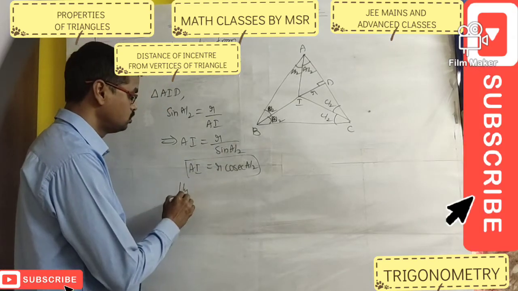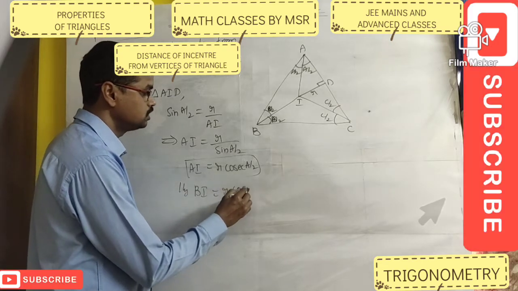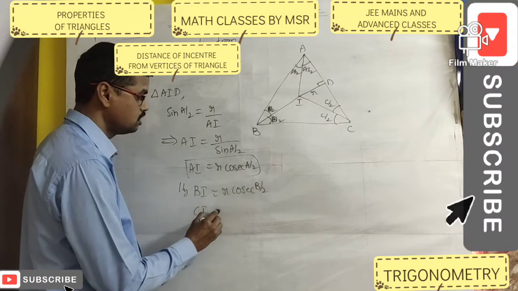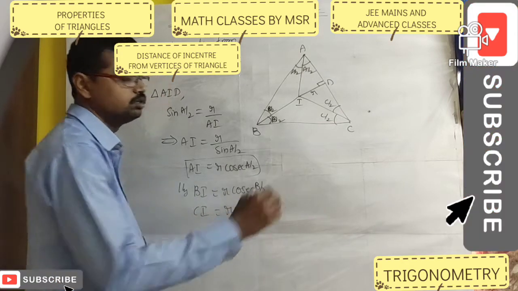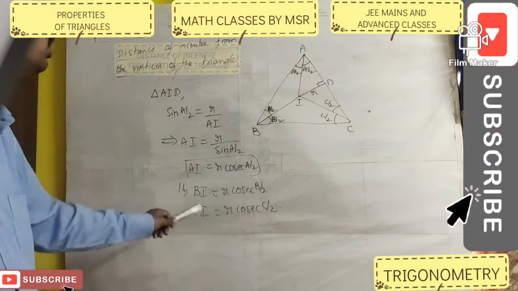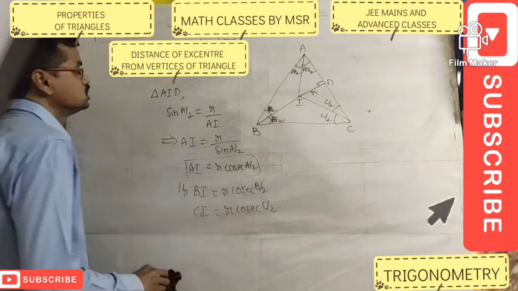Similarly, what is BI? r cosecant B by 2. What is CI? r cosecant C by 2. So AI, BI, CI. Okay. So next.